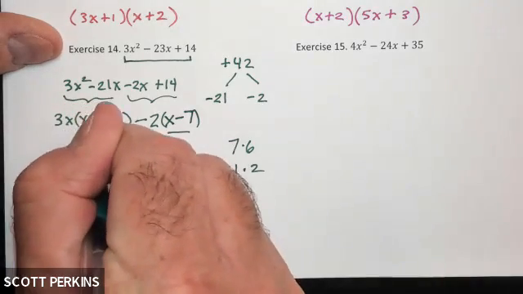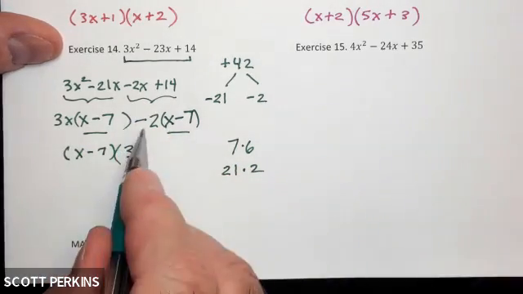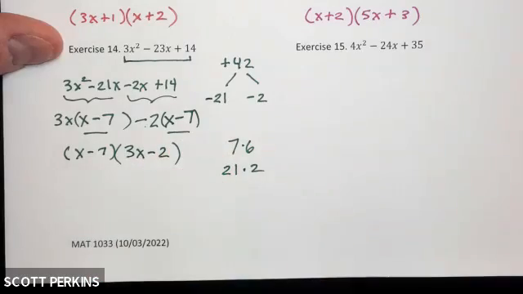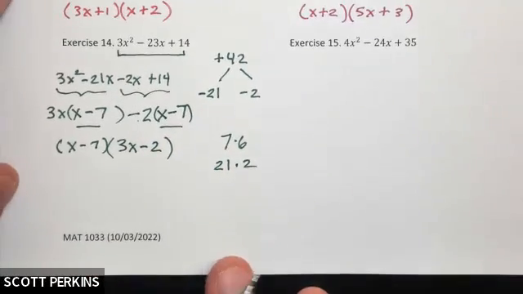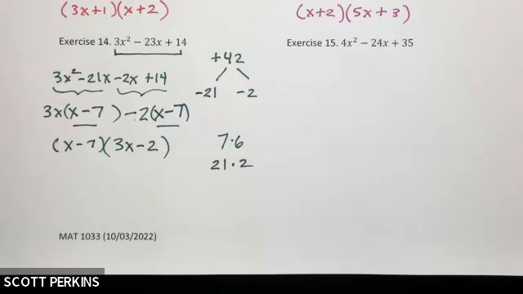So I factor out that x minus 7, and then what's left is a 3x from the first term, and then a minus 2 from the second. There's my 2 binomials. All right, try the same thing with exercise 15 right next door.